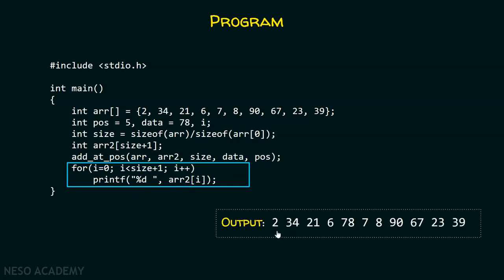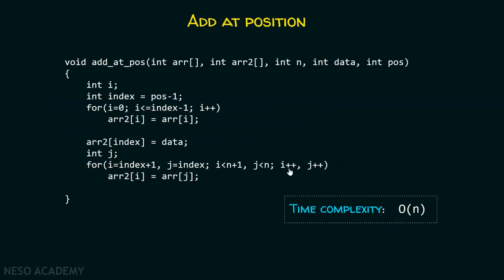So the output of this program is 2, 34, 21, 6, 78. This new element is added 7, 8, 90, 67, 23 and 39. And of course, the time complexity of this particular function is big O of n. The add at position function takes this much amount of time, as we have to copy all the elements of the original array to the new array no matter what, right? And obviously there is one more element added, so the time complexity will be big O of n.